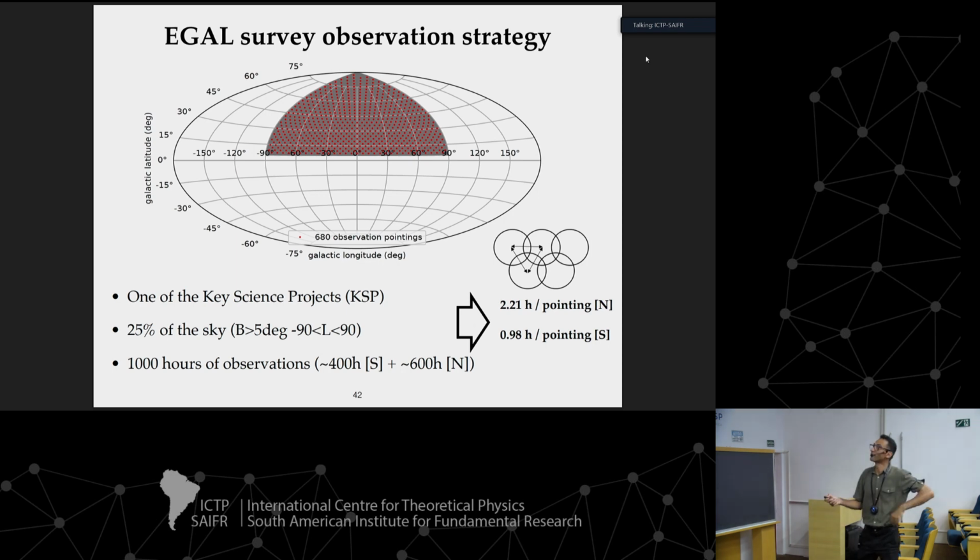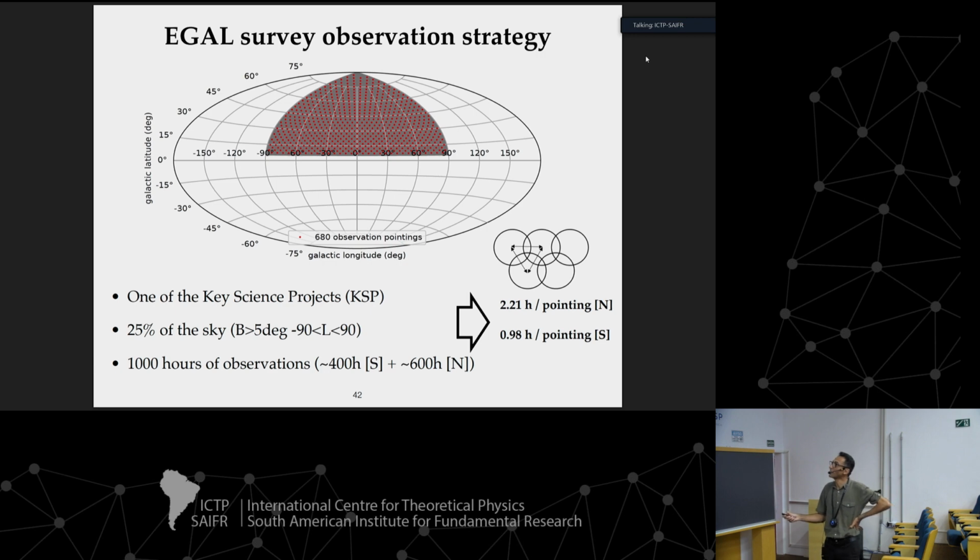So here are some properties of this extragalactic survey. You can see here the region in the sky that CTA plans to cover in a very uniform way. It's 25% of the sky, in this range of galactic latitude, the absolute value, B greater than 5 degrees. This starts at 5 degrees in galactic latitude, and then there is this range of galactic longitude. At least so far, the plan is to have 1,000 hours specially dedicated to this region of the sky, with 400 hours being observed with the south and 600 with the north.